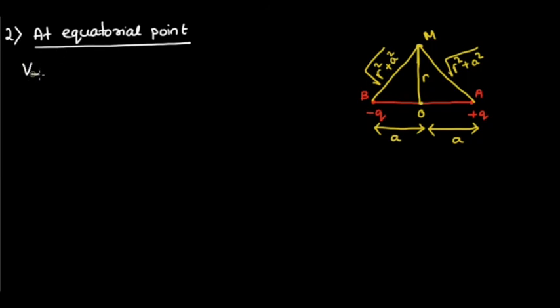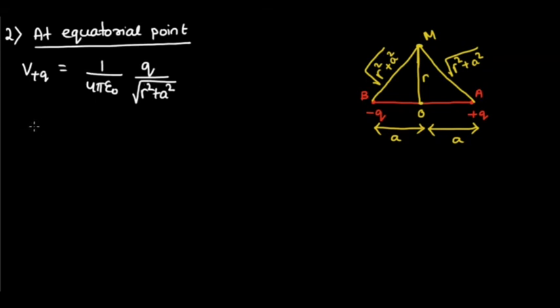So V plus Q means the potential at the point M due to the positive charge plus Q. So V plus Q will be how much? It will be 1 by 4 pi epsilon naught into Q divided by square root of r square plus a square. Is that clear? Because we know that for a point charge, electric potential is given by 1 by 4 pi epsilon naught magnitude of the charge divided by the distance. So this is the expression for V plus Q.